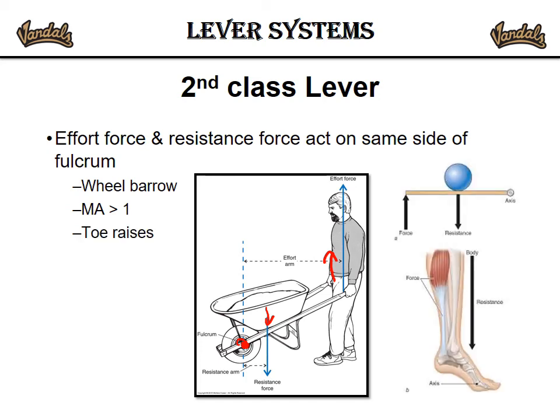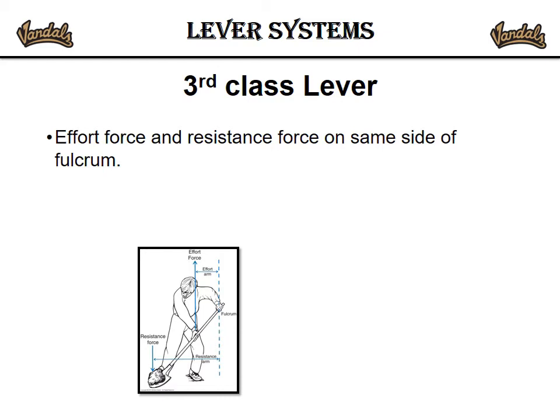An example of this in the body is toe raises. So if I do a toe raise, it's very important that you see where the axis of rotation is, and that is where your foot is hitting the ground. So this is the axis. You have the weight or the resistance of the body coming in between where the calf is coming around the calcaneus and pulling up. So the calf raise, or toe raise, is an example in the body of how a second class system works, where the wheelbarrow is it in the real world.